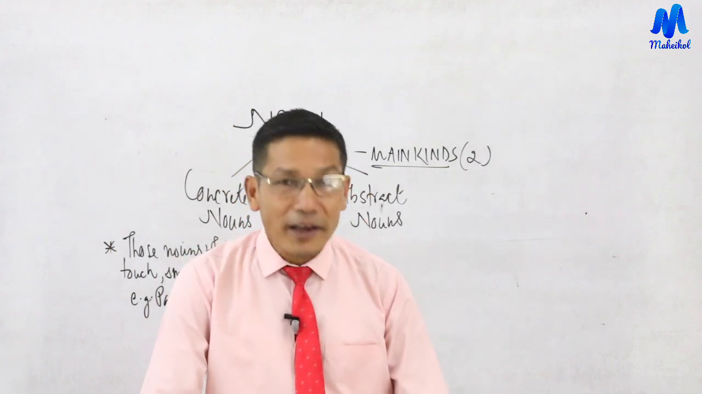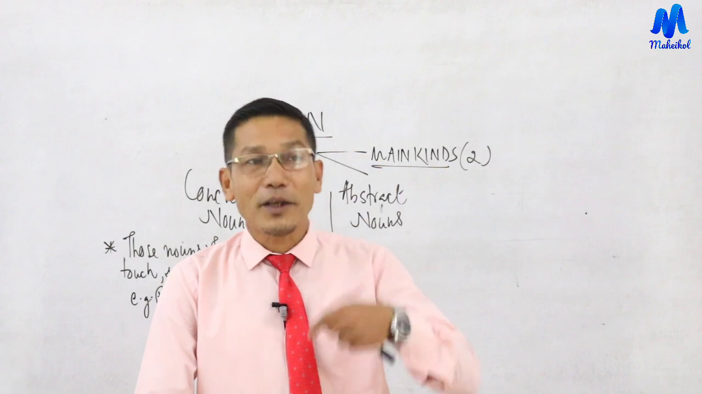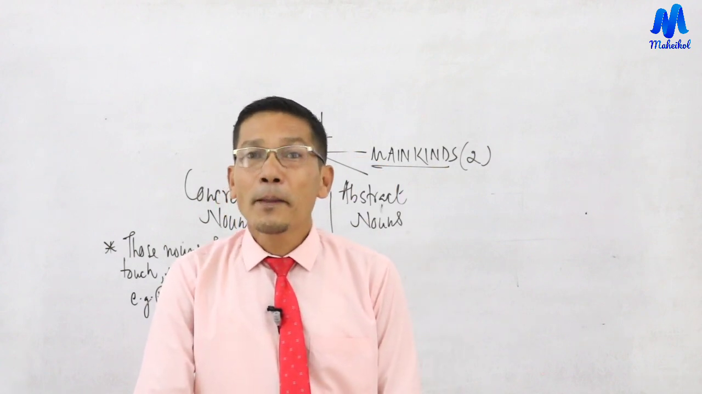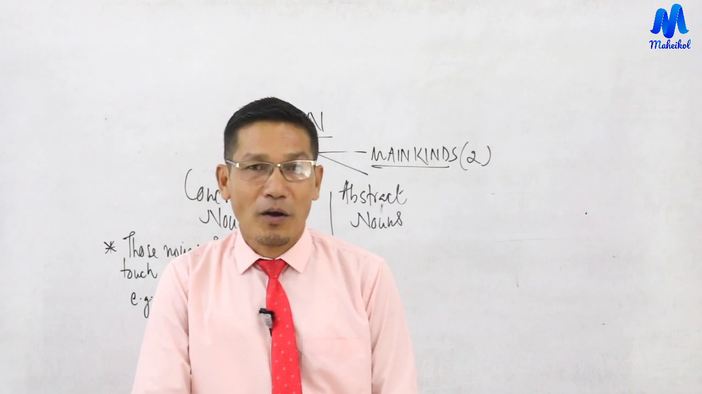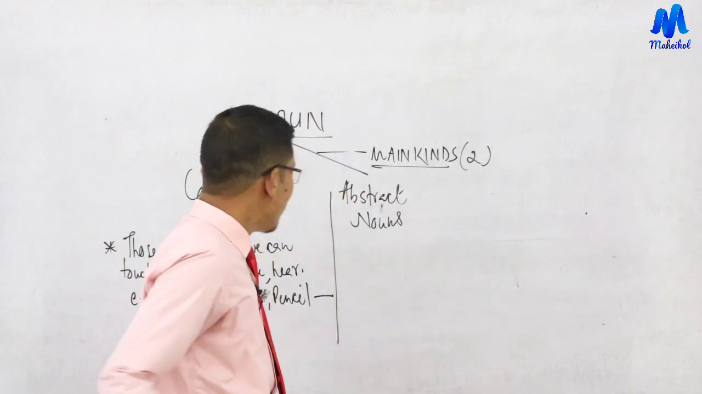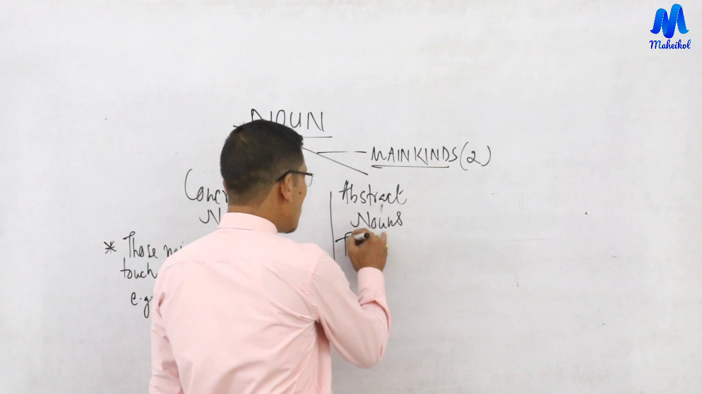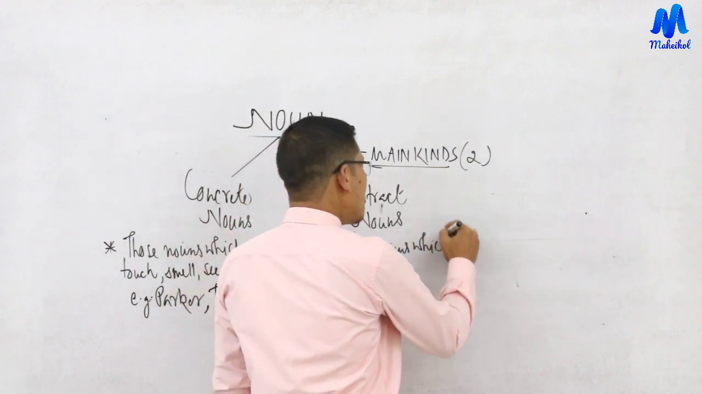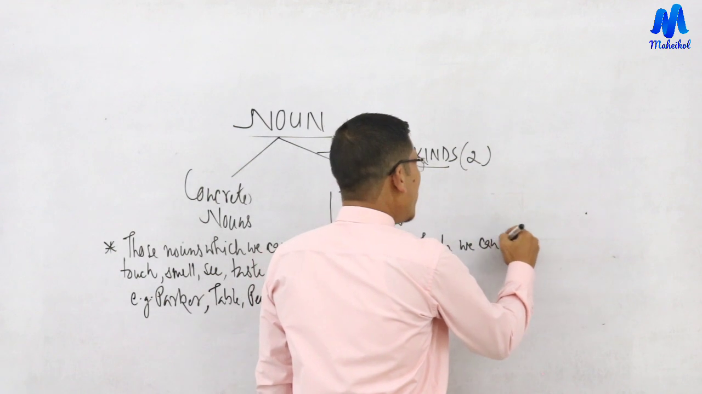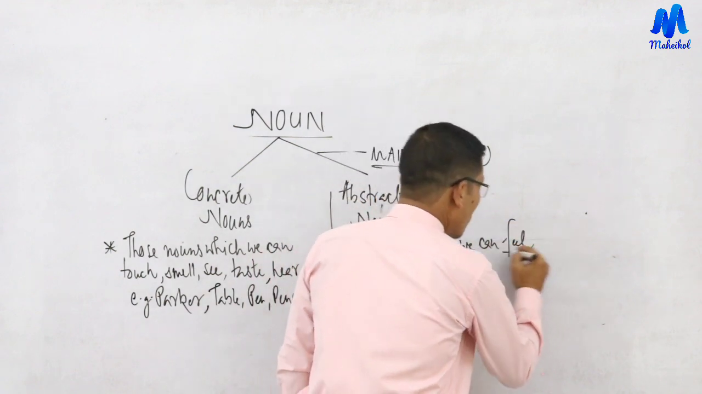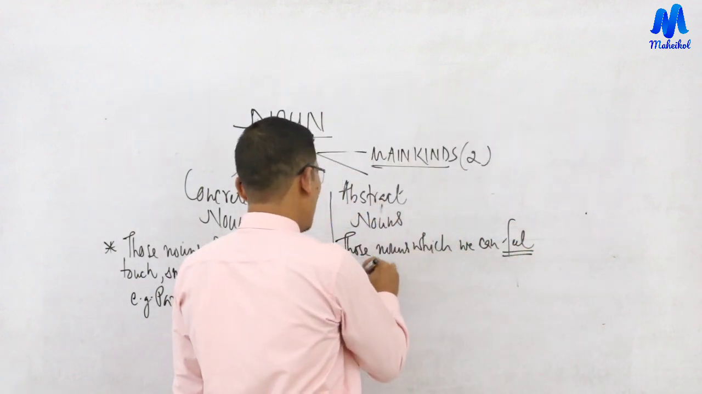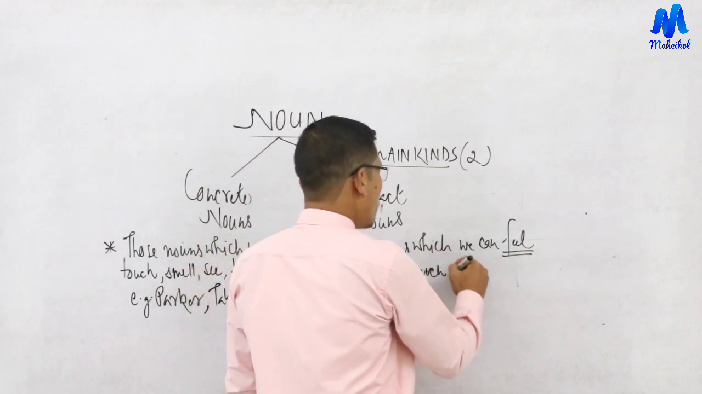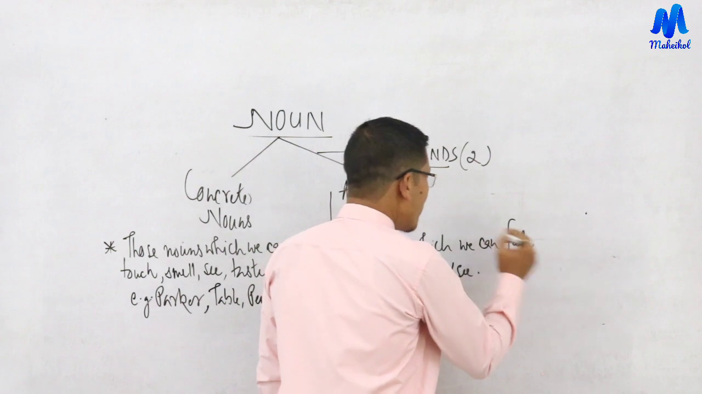But deep inside, in our brain and our heart, the brain cells feel it. Those are abstract nouns. Abstract nouns are those nouns which we can feel, but not touch or see. That's the rule, right?